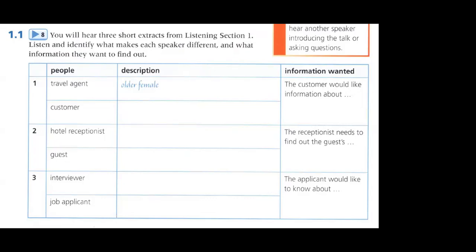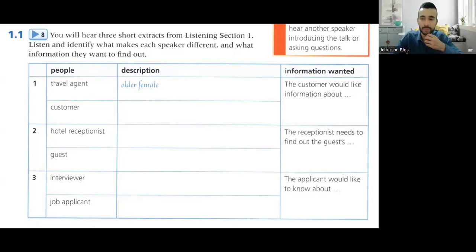2. Welcome to the York Hotel. Are you checking in? Yes, that's right. My name's Bob Clark. I've got a booking. Great. I'll just get a few personal details from you.